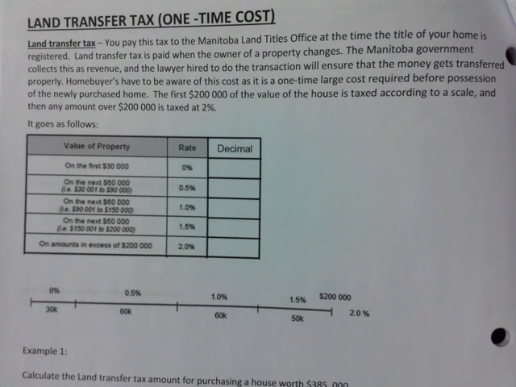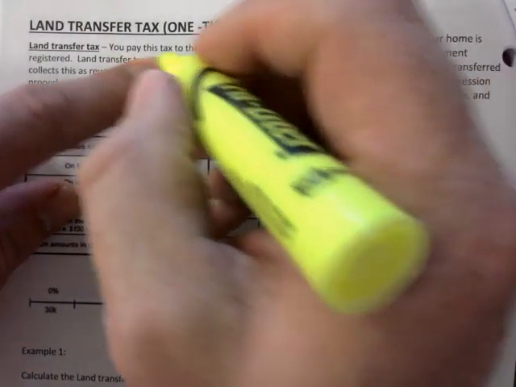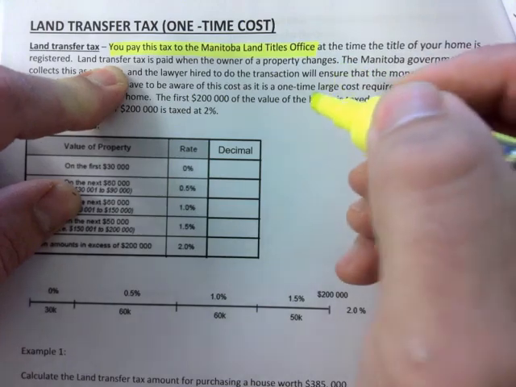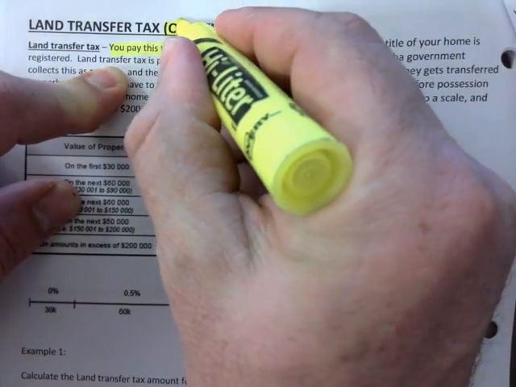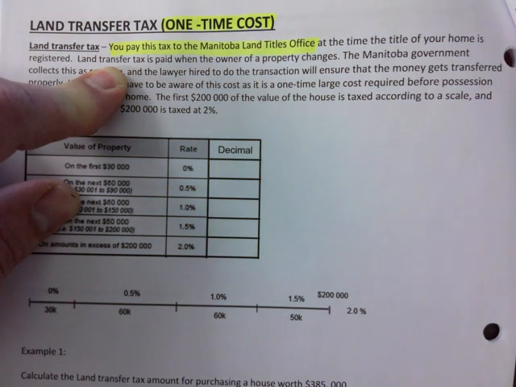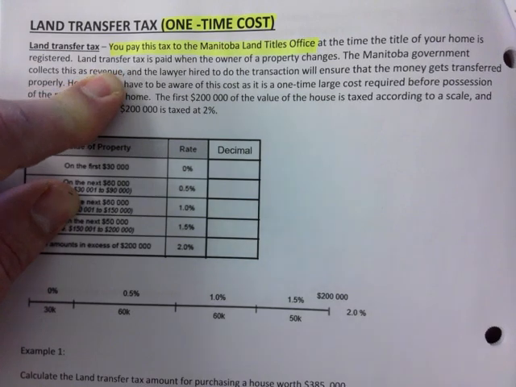Okay, so please follow along, because this is going to get a little tricky, but if you follow what I'm doing, I'm going to give you a fail-safe way of doing it, and it works every single time if you're careful. You pay this tax, right? You pay this to the Manitoba Land Titles Office. Watch this. What does it say? A one-time cost. Highlight that as well. You only pay it once when you buy your property. This is on page 61.